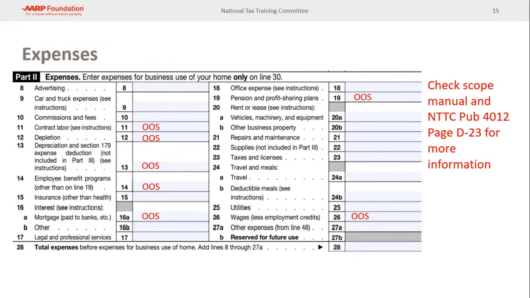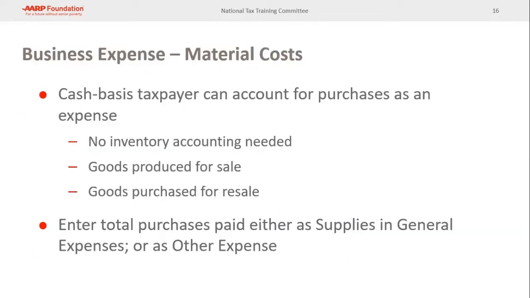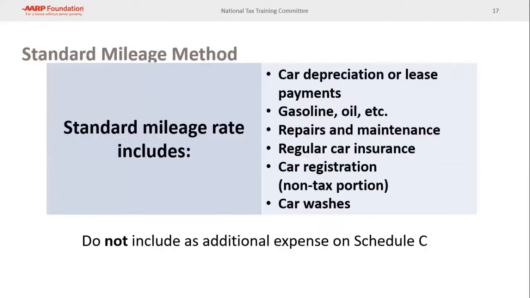You can see the expense categories used in reporting. I've marked the Tax-Aide out-of-scope categories, and you can reference Publication 4012 and the scope document for additional questions on Tax-Aide scope limitations. Only cash basis taxpayers are in scope, so all purchases of materials and supplies must be reported as either supplies in the general expense category or as other expenses.